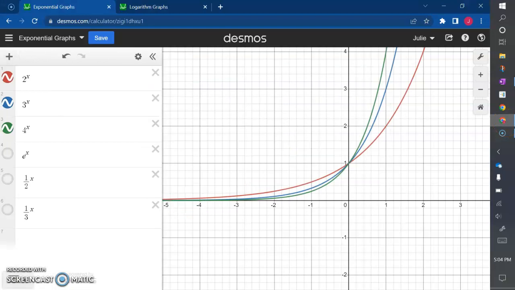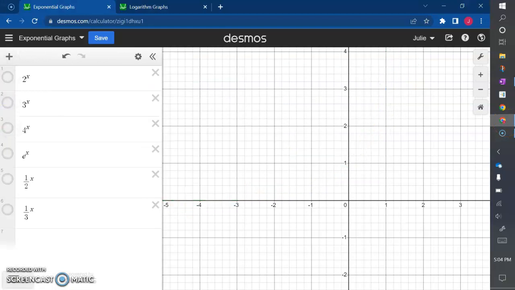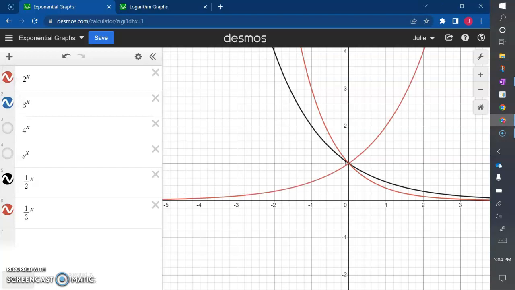So take a look at these. We'll remove these and add in a couple that have b-values that are less than 1. As you notice, the graph has a similar shape, but takes on a different look in that it is decreasing. So these are exponential decay. And you can see how they're related to their counterparts with b-values that are greater than 1. They look like reflections across the x-axis.